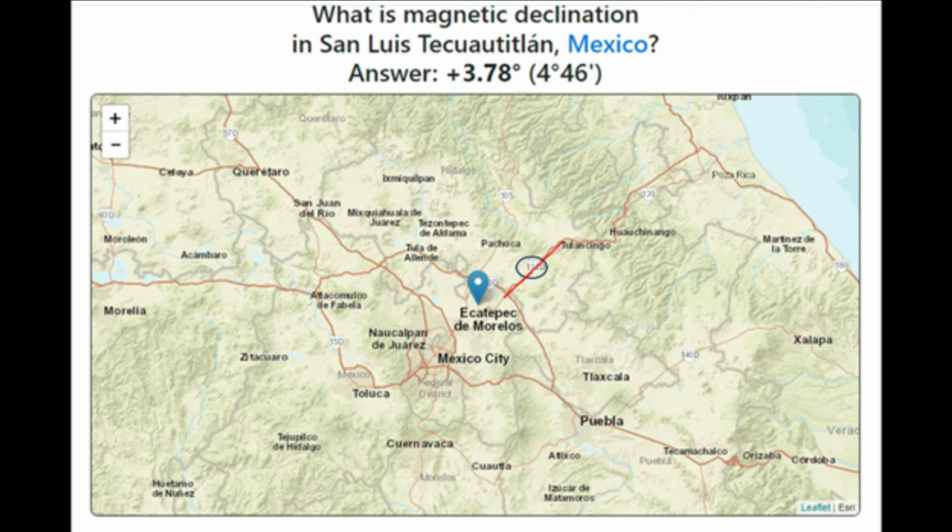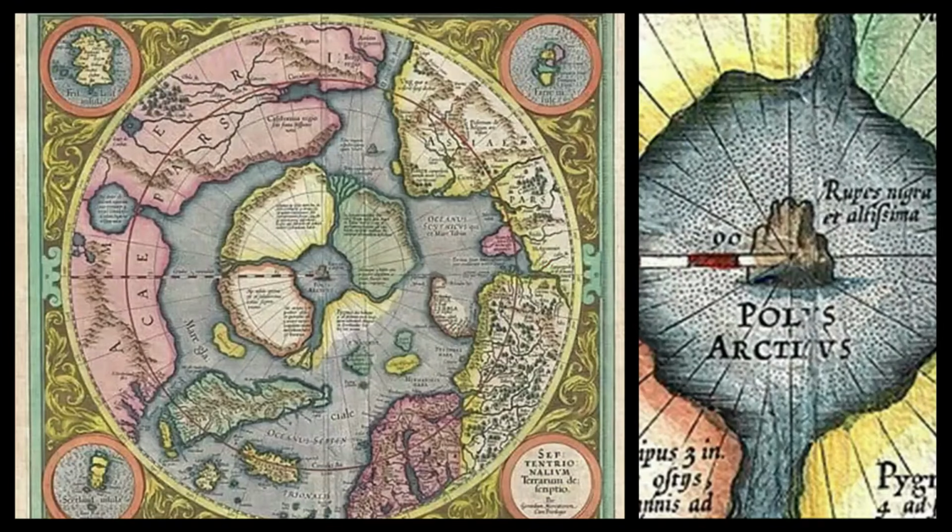Magnetic declination, also known as magnetic variation, is the angle between true north and magnetic north at a specific location on Earth, and this is important because it is needed to determine true north and affects the accuracy of navigational tools. Then there's the fabled Rupes Nigra, or black rock, to consider as a giant tree stump.